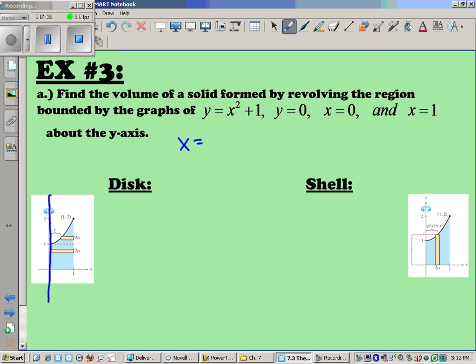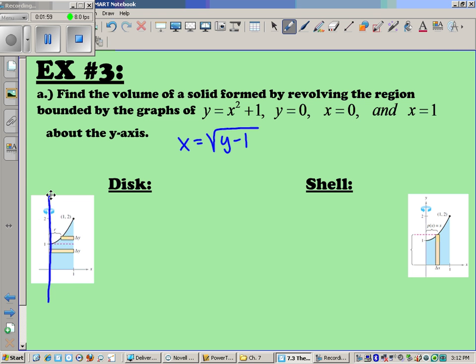So I would have to resolve this original equation to x equals the square root of y minus 1. Sorry, I was looking at the wrong problem. Square root of y minus 1.